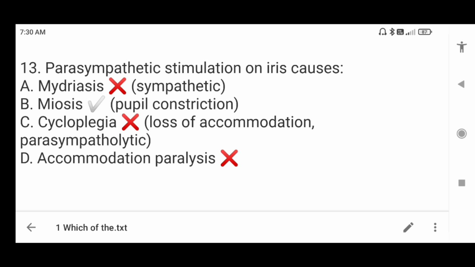Parasympathetic stimulation of the eye causes miosis, which is pupil contraction. Cycloplegia is a loss of accommodation. Miosis is pupil contraction.